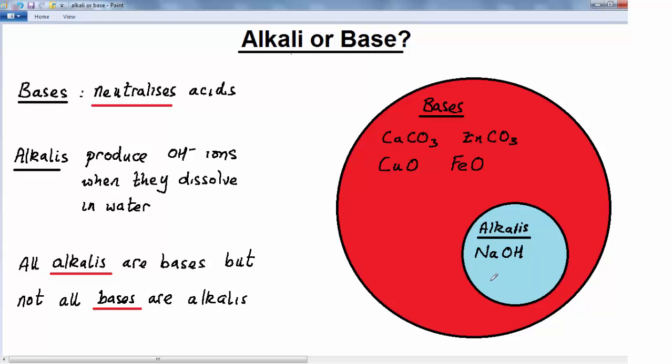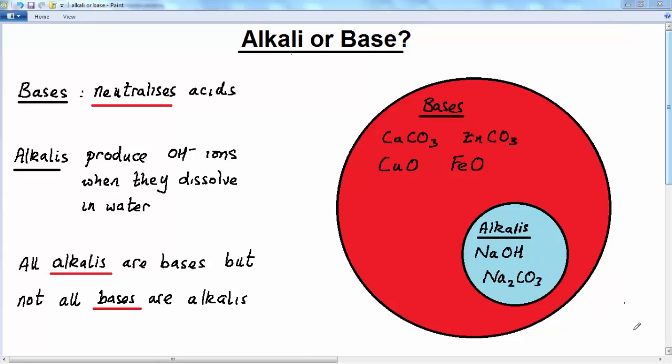Likewise, another substance which acts as an alkali would be, for example, sodium carbonate, which you'll notice doesn't have the hydroxide group, but nevertheless acts as an alkali because when it dissolves in water, it causes hydroxide ions to be produced, and is therefore classed not only as a base but also as an alkali.